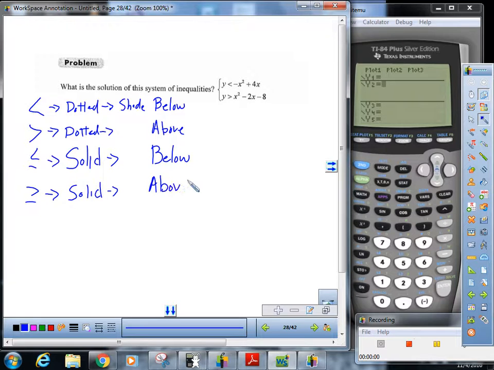That's how I would describe most of you guys in here. Solid and above. That's right. You guys are all greater than or equal to's.